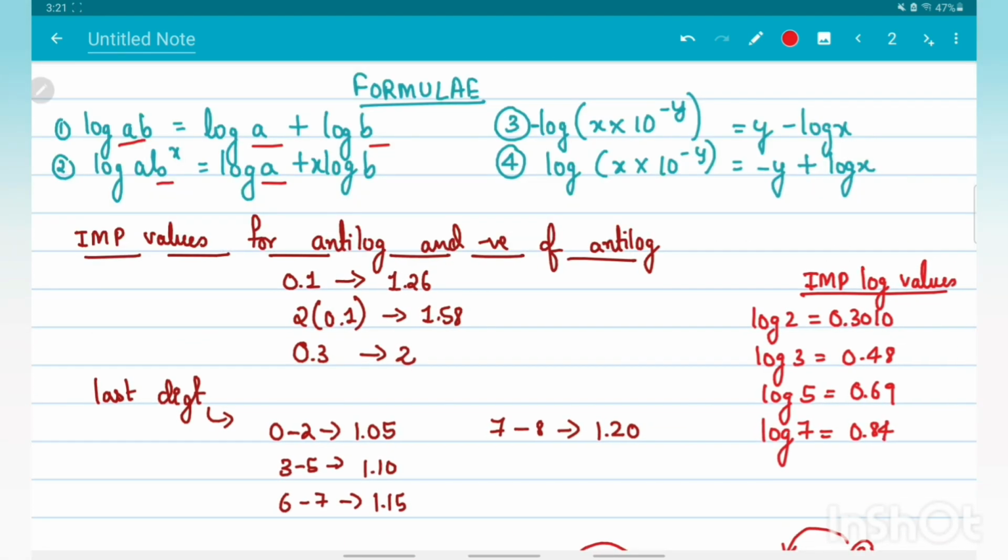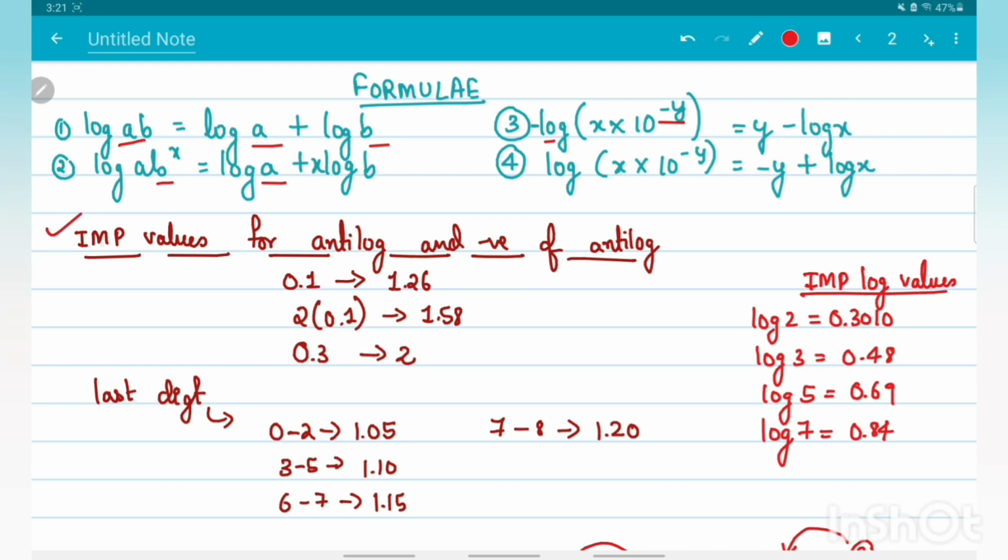Then similarly over here you also have negative of log. Minus log x into 10 to the power minus y is equal to y minus log x, and then log of x into 10 to the power minus y is equal to minus y plus log x. Now you need to learn these formulas. I'll tell you how to use them and find the log of any number.